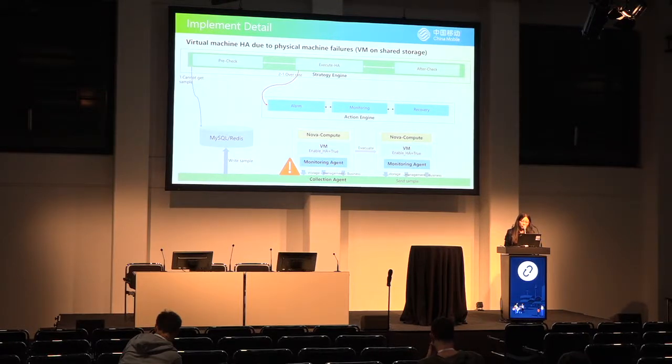So if there are nodes that cannot collect the physical network samples, it will do the alarm and send an SMS and/or email message to the upper platform. Or if the nodes that encounter failures do not exceed the rate we defined before, we will use the monitoring module in the action engine to do the post monitoring to check if we can ping the storage network or the other networks.